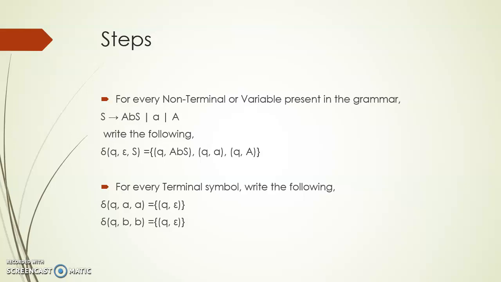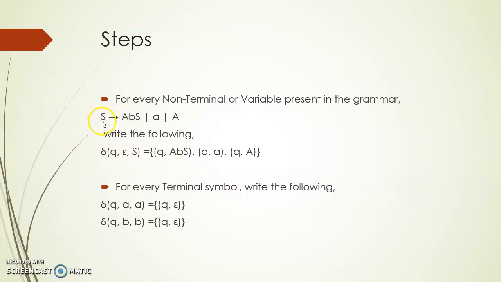Q comma. Here, according to the algorithm, the PDA will always contain a single state, and that state is named Q. Epsilon means that we don't scan any input symbol, since it is a non-terminal symbol. Non-terminal symbols will no longer be part of the input string. So there we place epsilon and the non-terminal symbol S in the given production, as shown here.